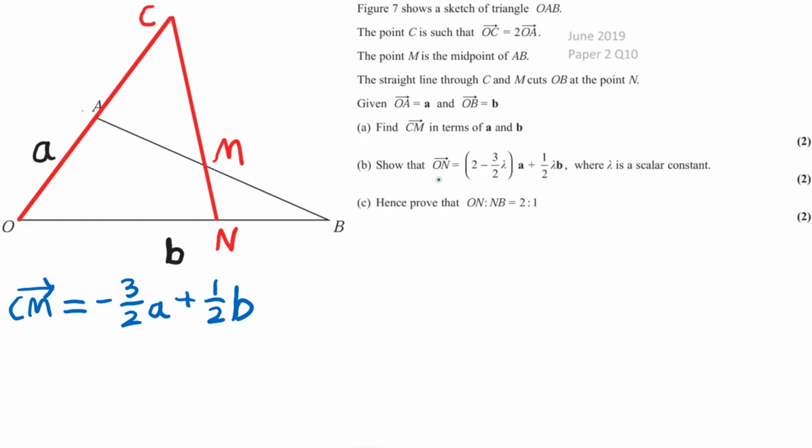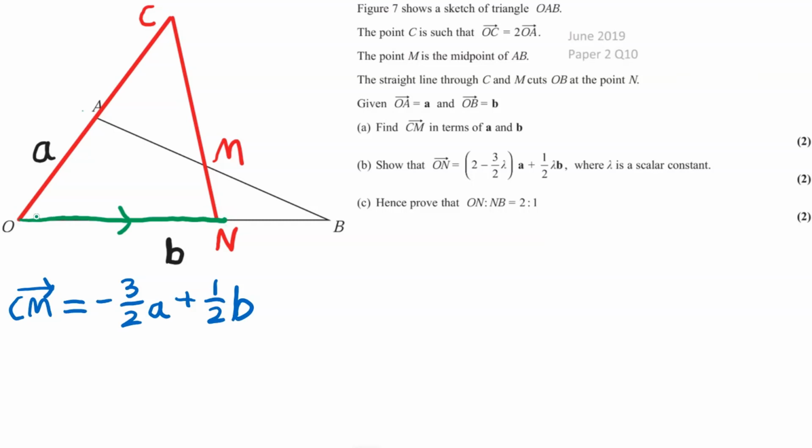Okay, so for part B, we need to show that the vector ON, so this is this vector down here, can be written as this here. Now in this expression, we have this lambda here, where lambda is a scalar constant. So we don't need to find what lambda is. What we just need is for there to be this scalar constant in our final answer. Okay, so we need to find ON, so this is the vector going from O to N.